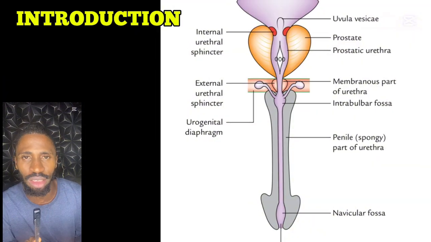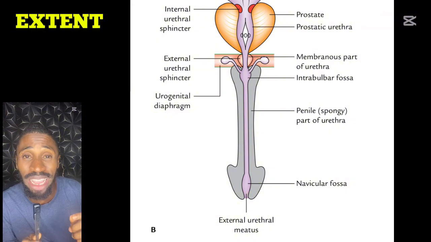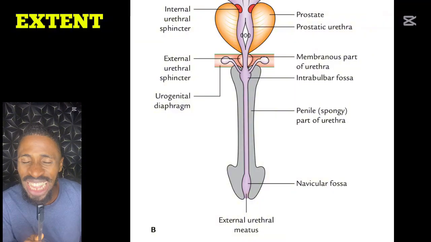What is the extent of the urethra? The urethra extends from the internal urethral orifice, which is covered by a sphincter in the neck of the bladder, to the external urethral orifice present at the glans penis. From the internal urethral orifice present in the neck to the external urethral orifice present in the what?